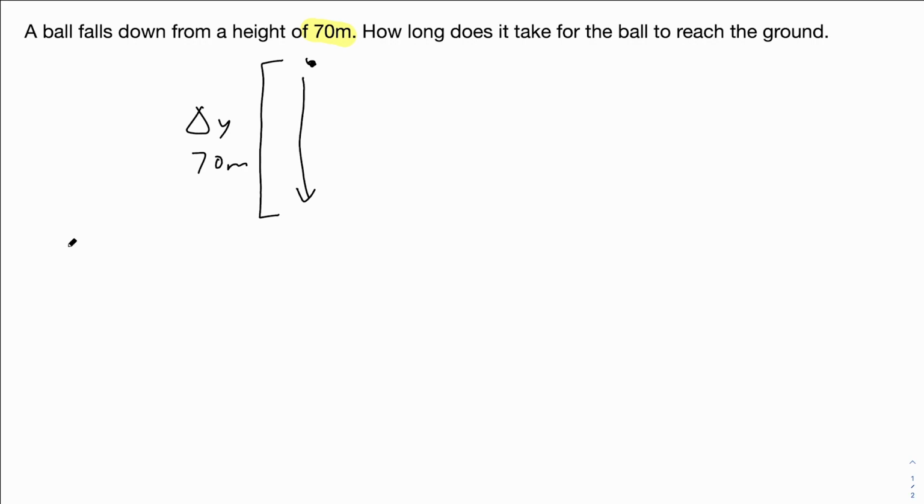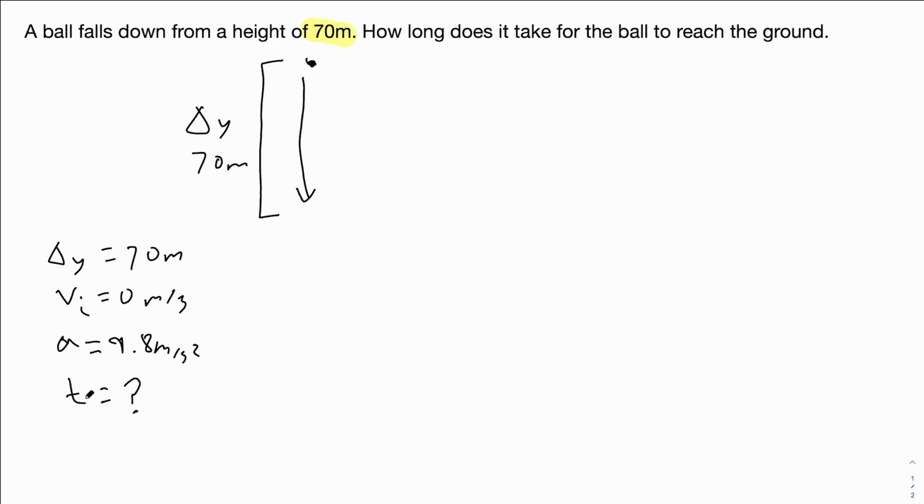So let's go ahead and write the variables that we know. We know our delta y, that's 70 meters. We also know our velocity initial will be 0 meters per second. And then our acceleration will just be the acceleration due to gravity, which will be 9.8 meters per second squared. And another thing is time. But time, that's what we're solving for, so we don't know it.